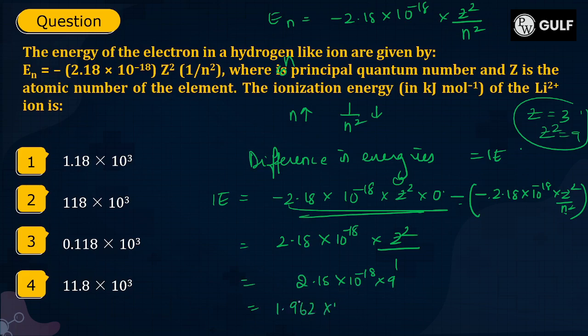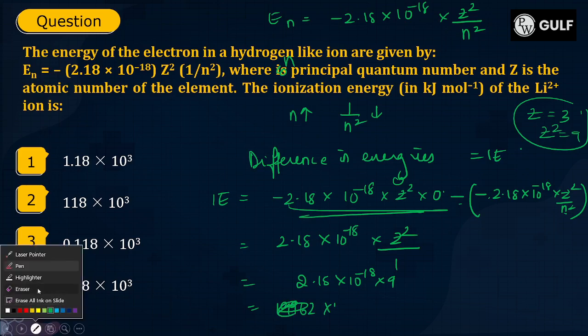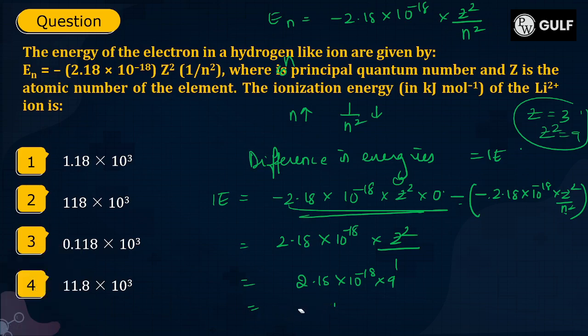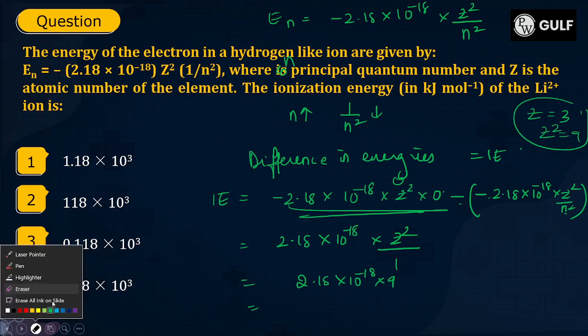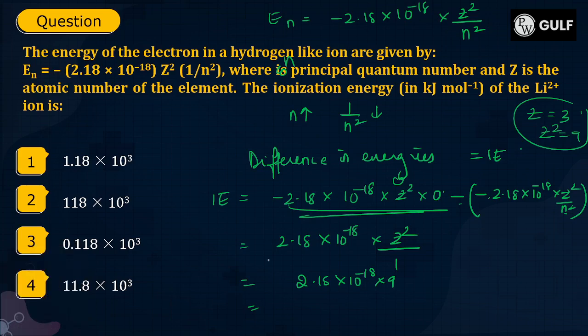19.62, not 1 point. I'll write it again. Sorry. 19.62 into 10 to the power minus 18 joule.